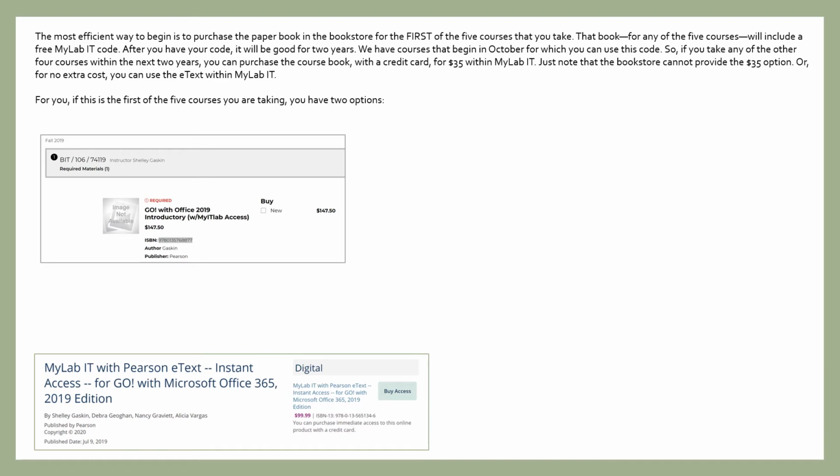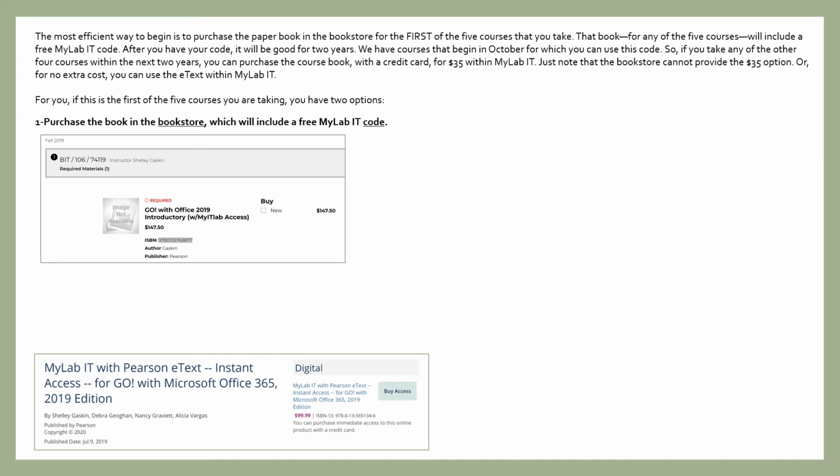So if you take any of the other 4 courses within the next 2 years, you can purchase the course book with a credit card for $35 within MyLab IT. Just note that the bookstore cannot provide the $35 option, or for no extra cost, you can just use the e-text within MyLab IT.